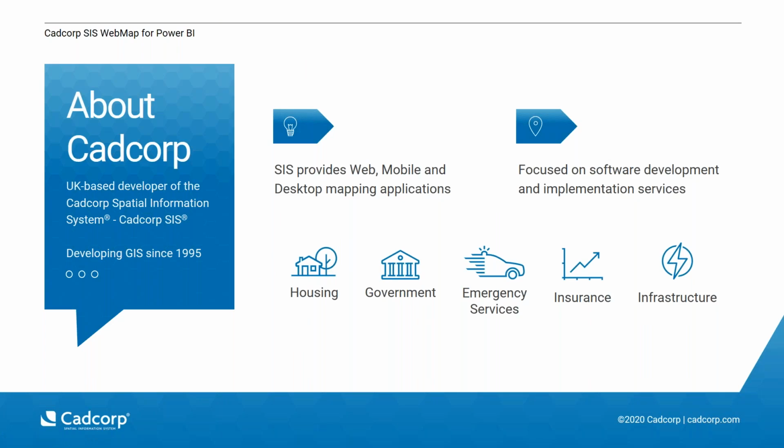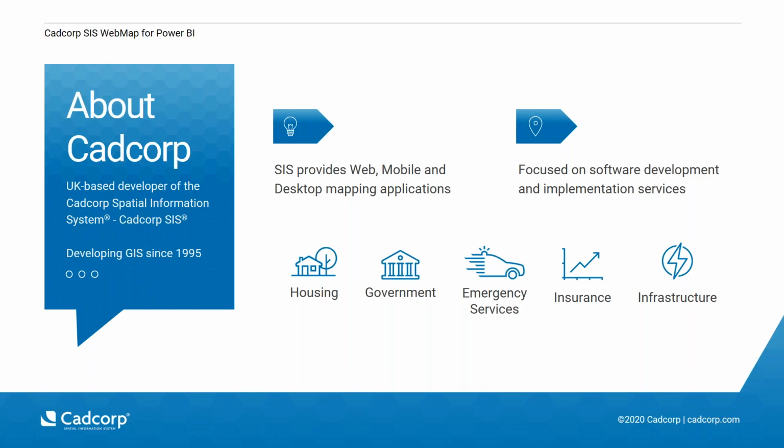So let's start. About Cadcorp, we are a UK-based software development company. We're based in Stevenage in Hertfordshire. We've been developing GIS software since 1995, so we have a lot of experience creating this technology. GIS is Geographical Information System, and that is technology that enables visualization and capabilities to deal with spatial data. So anything with a location on the Earth's surface, any data that includes that kind of information, GIS has the capability to utilize it, and we'll run through some of those examples today.